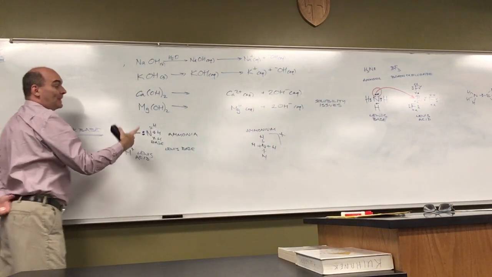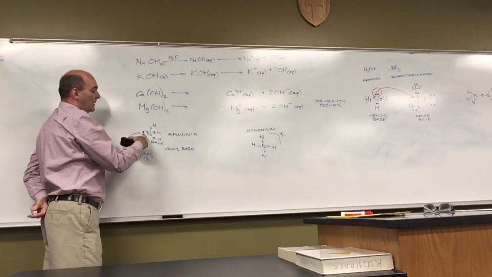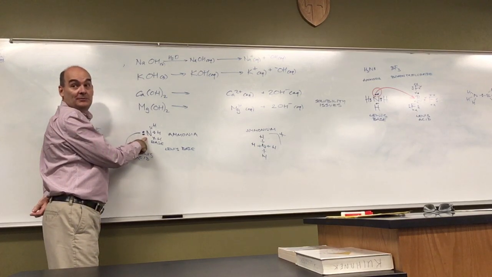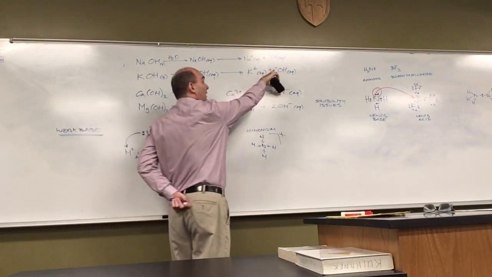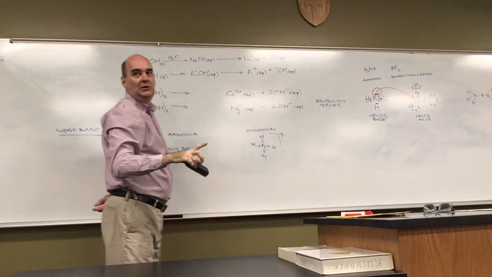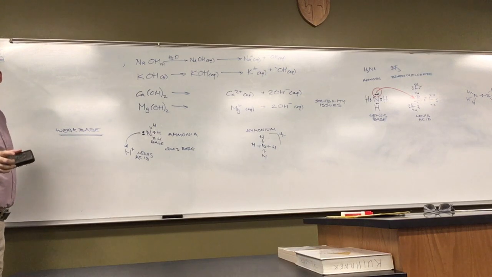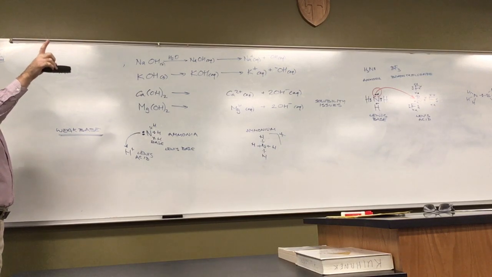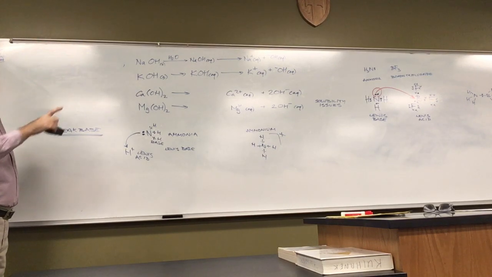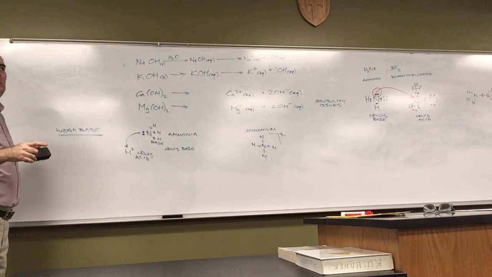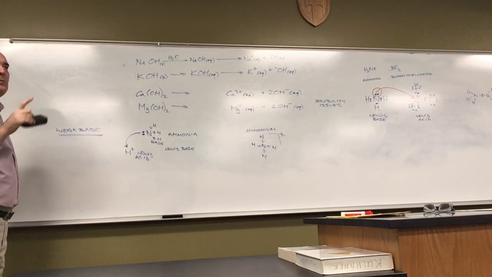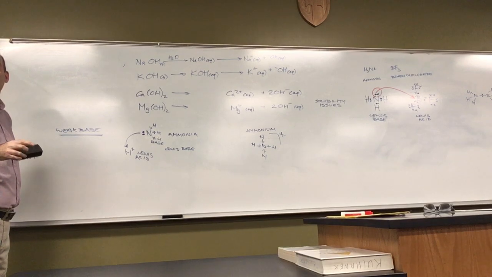It comes down to two things that you can spot. This does not have a negative charge. If you have a negative charge, you're going to be more basic than if you don't. And your position on the periodic table determines how basic you can be.